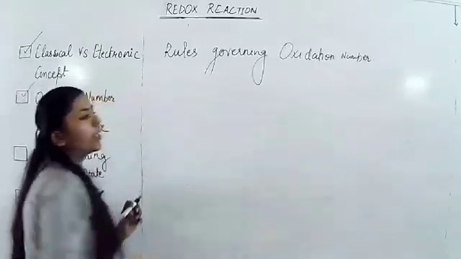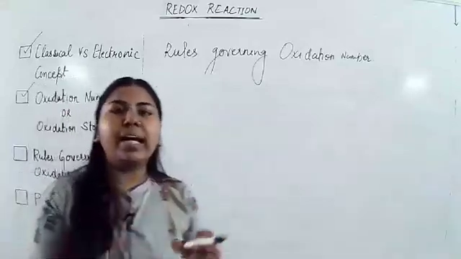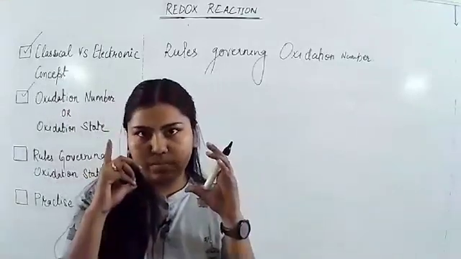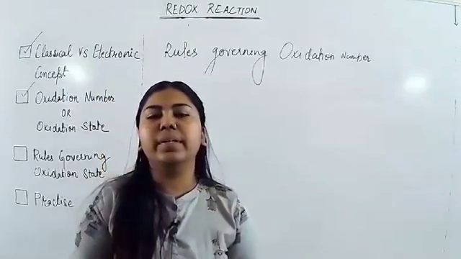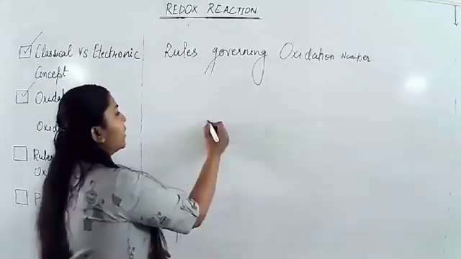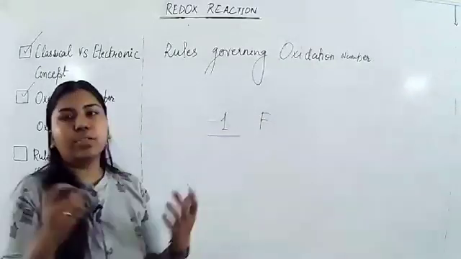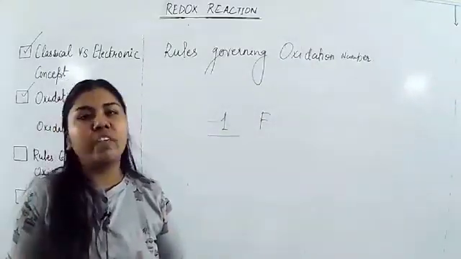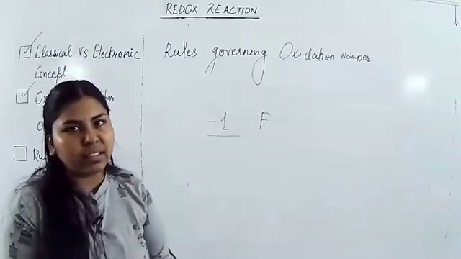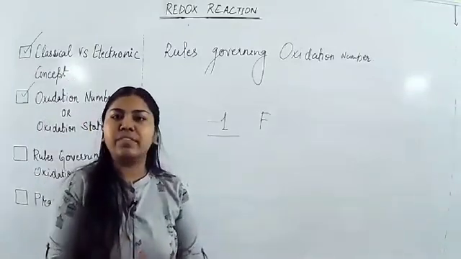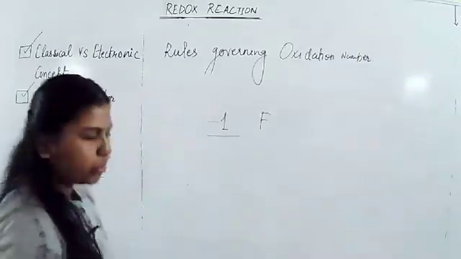And the last point is that fluorine always has a -1 oxidation number, because it is the most electronegative. So its oxidation number will always be -1. These are some basic rules. Now we can have some little practice. Let's do it.